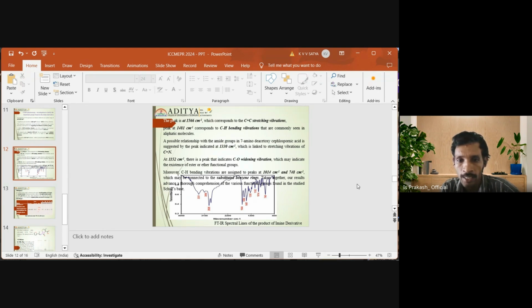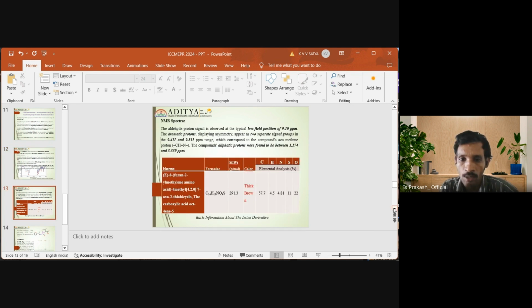The peak occurs at 1330, and the remaining functional groups exhibit wider vibrations, with the peak at 1152. The remaining CH related elements show peaks between 1014 and 748, which are completely related to the imine derivative product.